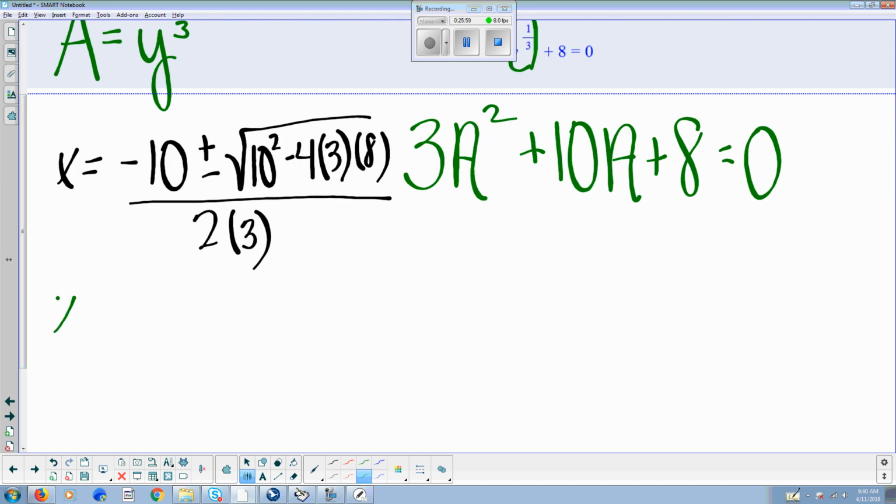So x is going to equal negative 10 plus or minus, let's see, 10 squared minus 4 times 3 times 8. What is that? 2. Exactly 2? Or the square root is 2? Oh, so it's 4. So this is 4. Is that what you're telling me?